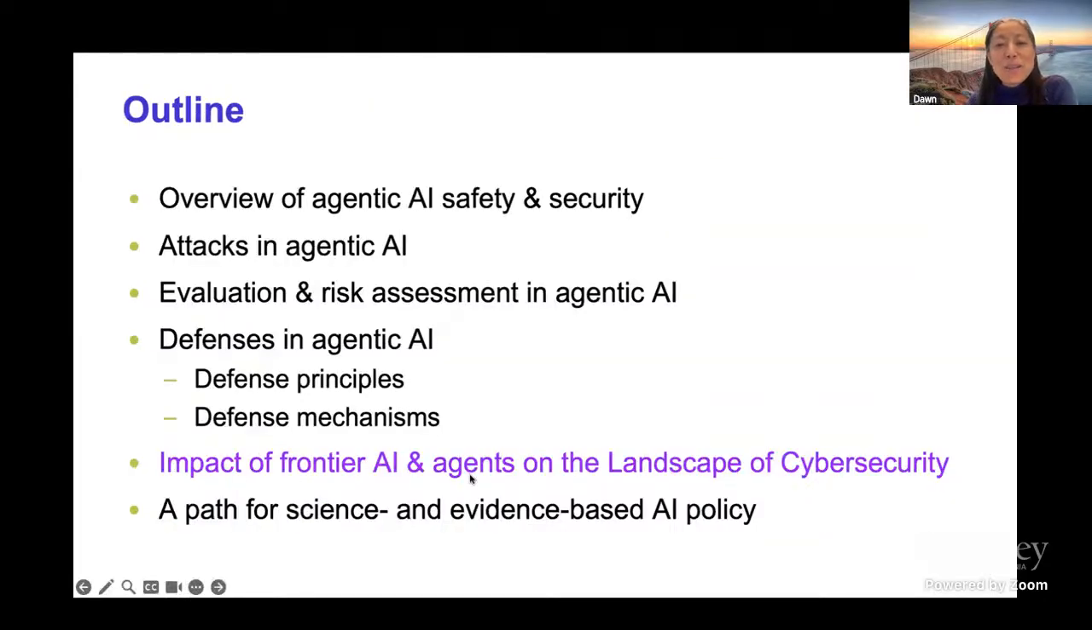So I actually won't have time to cover the last parts of the lecture. These are also covered in my keynote at ICLR, so you can watch my ICLR keynote for these parts as well. To summarize, in this lecture, I've given an overview of agentic AI safety and security issues, and talked about attacks, evaluation, risk assessment, and defenses.